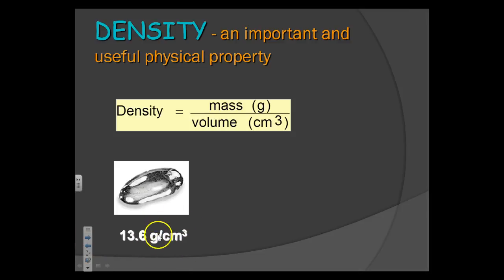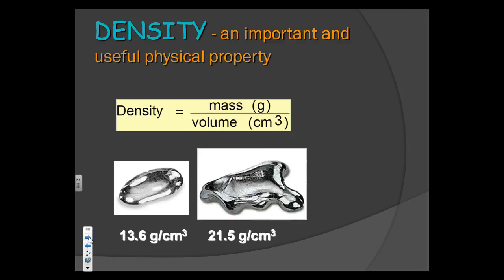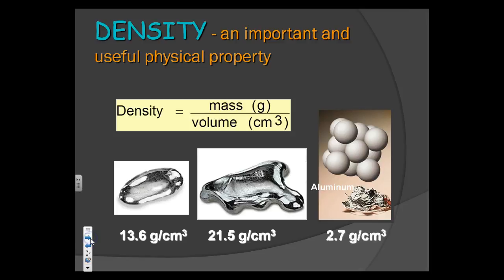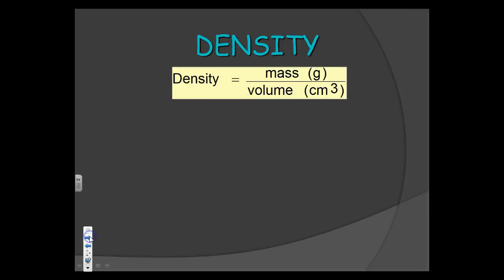Notice the units here. It is going to be grams, which is our unit of measure for mass, divided by centimeters cubed, or that could also be milliliters, because a centimeter cubed is the same thing as a milliliter. We compare that here to, I think this is platinum, 21.5, even more dense than mercury, but platinum's a solid and mercury's a liquid. Aluminum, we have had experience with that. It's a very light material for the amount of space it takes up, so it has a very low density, 2.7 grams per centimeter cubed.